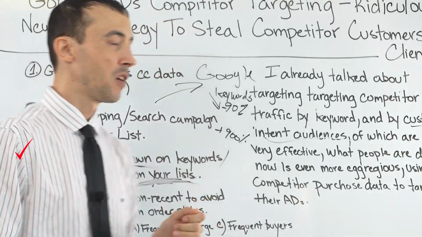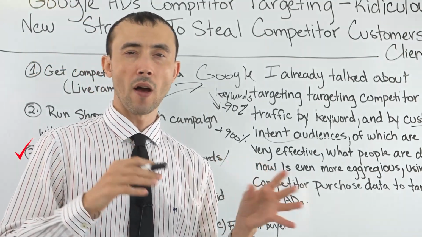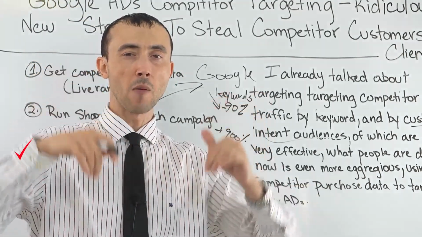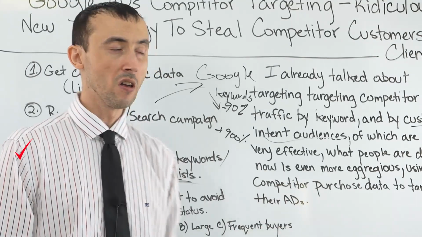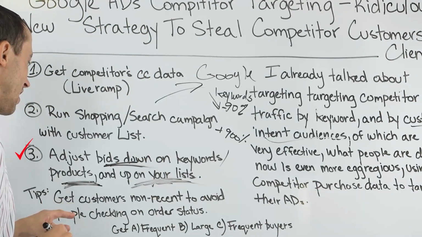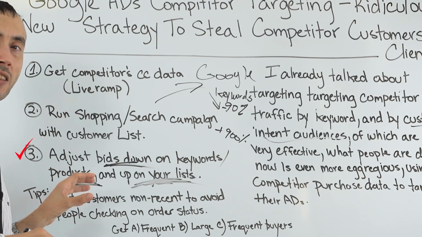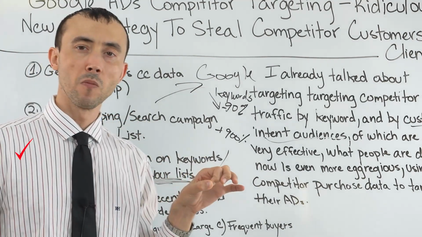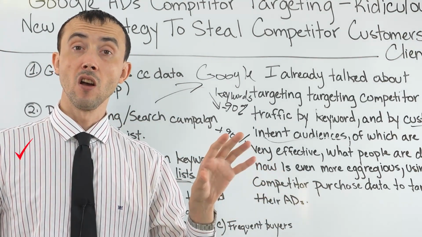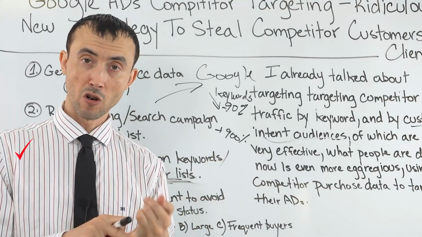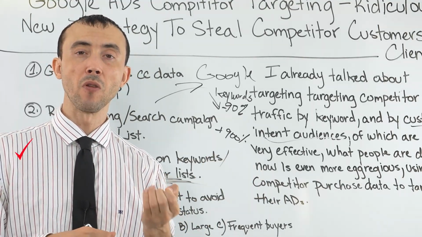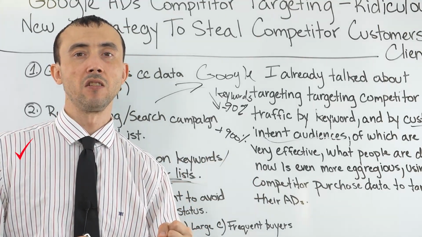Follow me? If you don't understand quite what I'm explaining here, of course you can leave me a comment below and I'll get back to you for sure. But that's the general three-step process to target, on Google search through search ads and shopping ads, only people that are on your competitor's customers list.